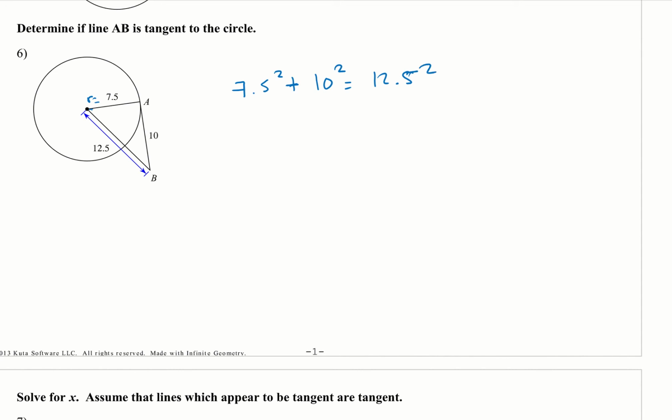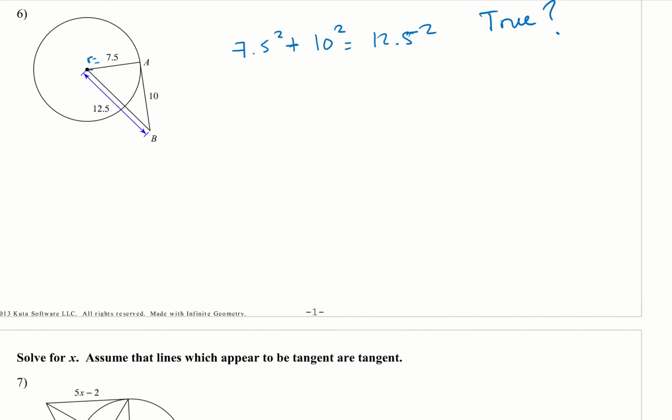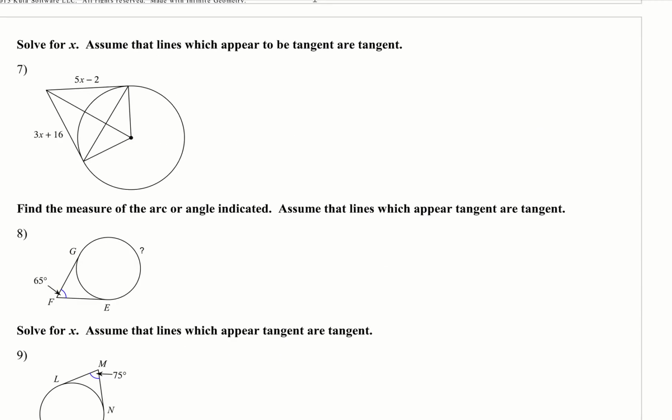All right, so you're going to do this on the calculator and see if this is true. Is it true? And if that's true, then you're going to say that it's tangent. And if it's not true, then that means it's not tangent, okay? So I'm going to leave that calculation to you guys and determine if that's a true statement or not.